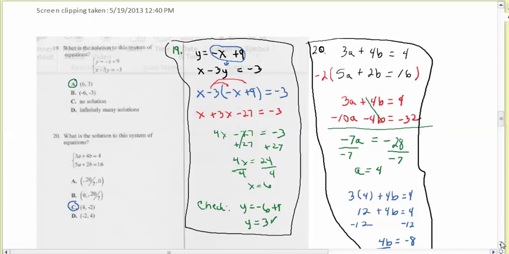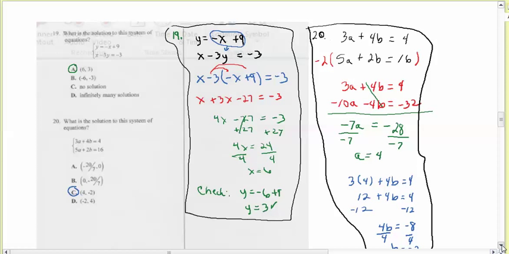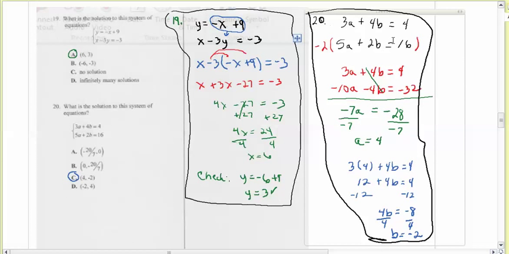Alright, number 20. I have my work over here. It's an elimination method. I'm going to eliminate one of the variables, the b. I've got a 4b here. I need to make this a negative 4b, so I'm multiplying everything by negative 2, which I did.